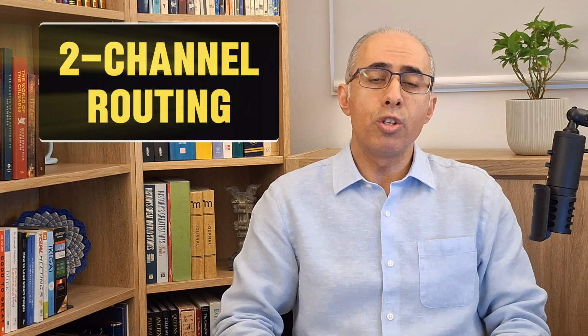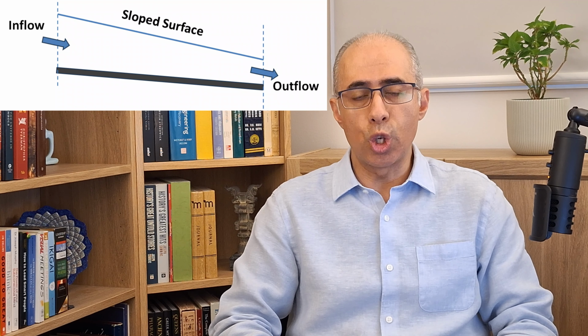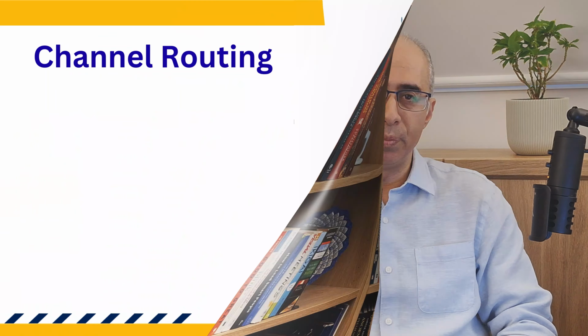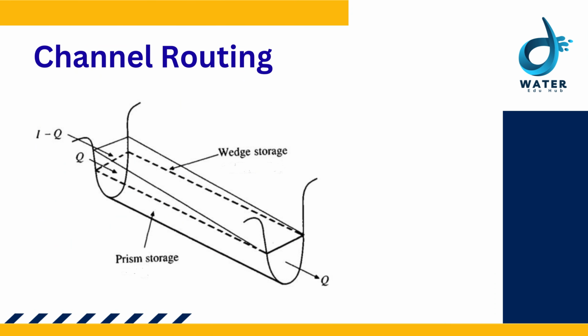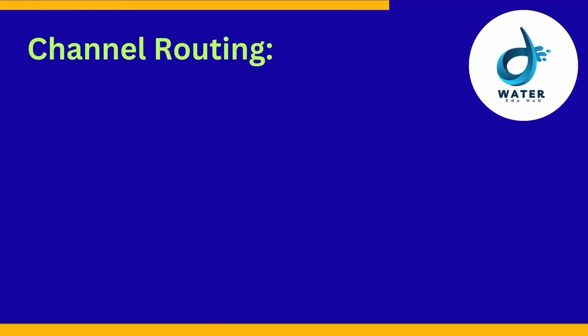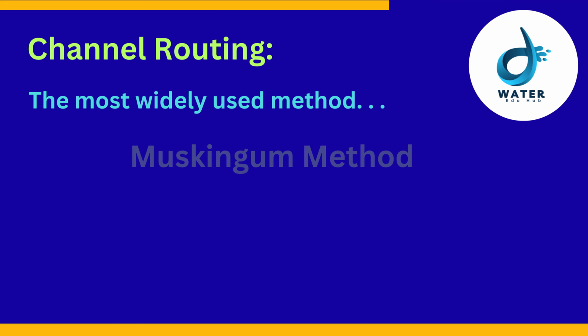The channel routing is used for rivers and channels. There, the water surface is sloped, so the storage is influenced by both inflow and outflow. This creates two components of storage: prism storage related to outflow and the wedge storage related to the changes in the inflow. So storage becomes a function of both inflow and outflow. The most widely used method here is the Muskingum method.